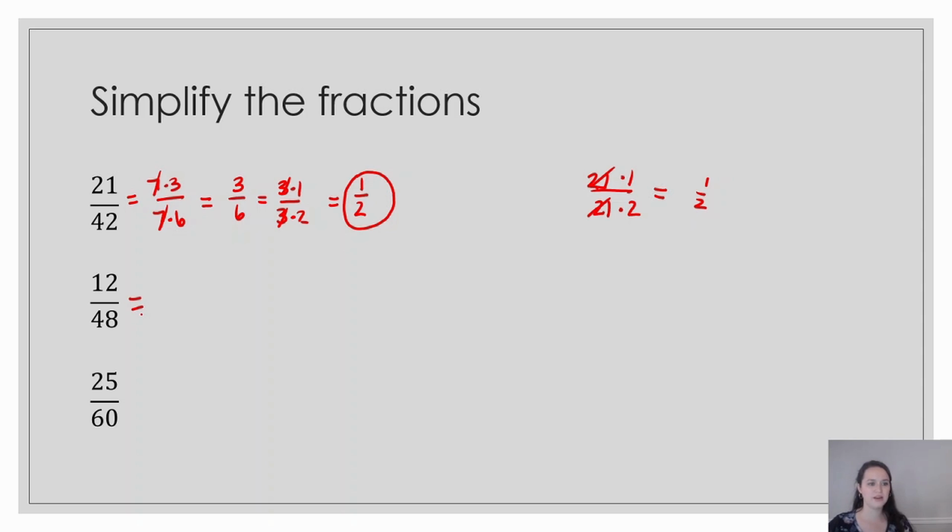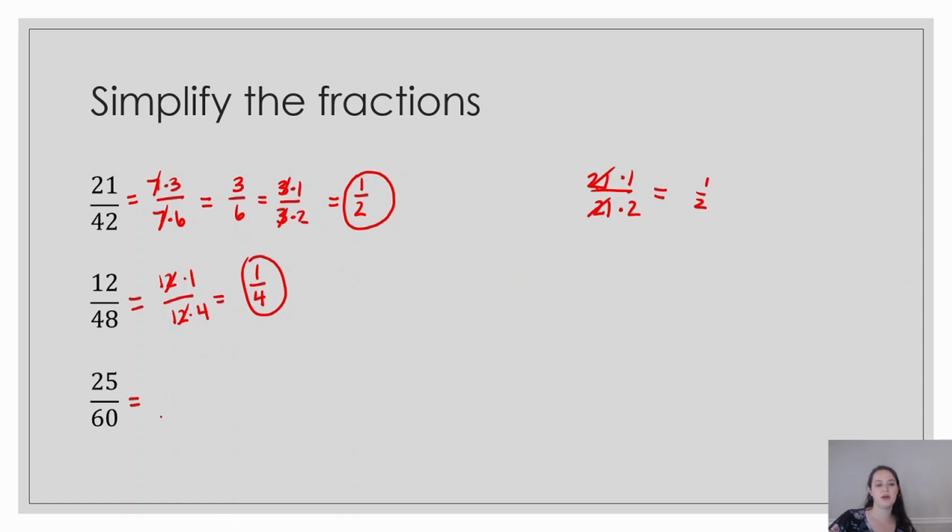12 and 48. Again, a couple of ways you could get there too. You could take out a 3. You could take out a 4. Or you could go ahead and take out a 12. So that's going to be 12 times 1 over 12 times 4. And our final answer, whichever way you went to get there, should be 1 over 4, 1/4. Okay.